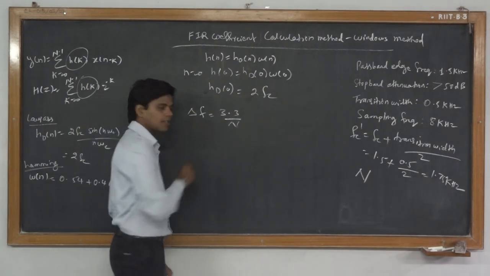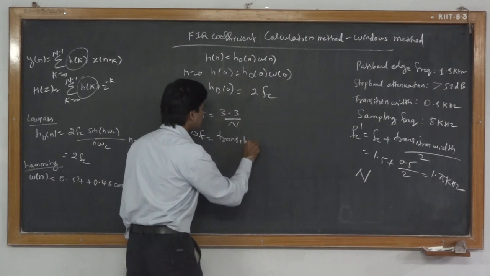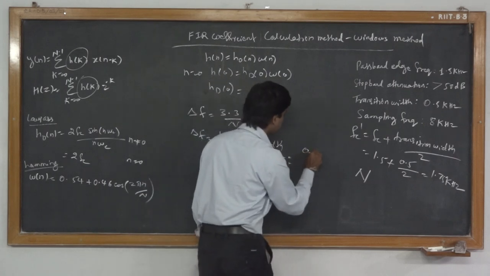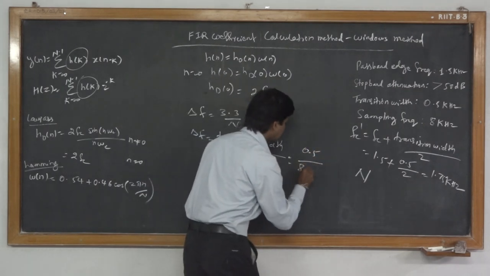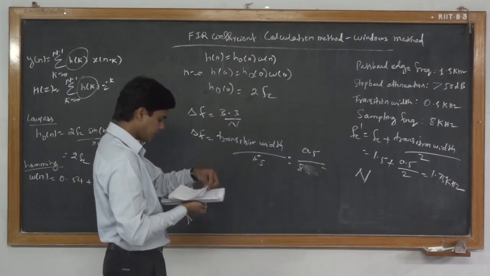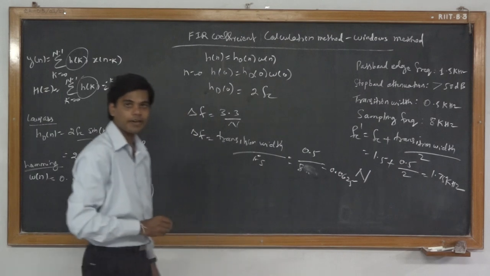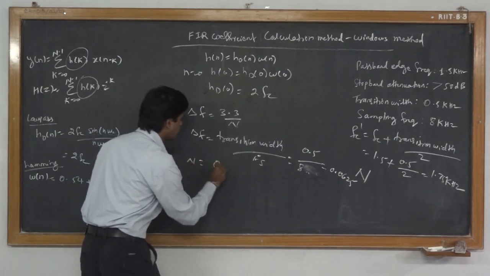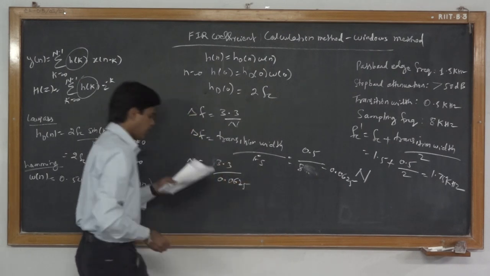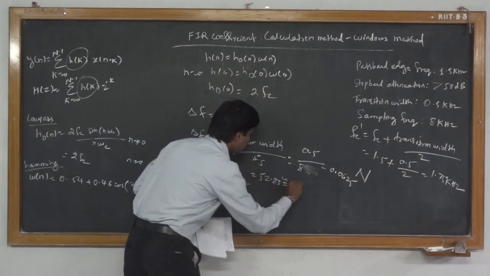Now we don't know the normalized transition width. The normalized transition width delta F is nothing but the transition width divided by the sampling frequency, that is fs. The transition width has been given to us as 0.5 kHz, and the sampling frequency is 8 kHz. So we get the normalized transition width delta F as 0.0625. The next step is to find the filter length N, which is 3.3 divided by 0.0625. The answer for N comes to around 52.83, which is equivalent to 53.